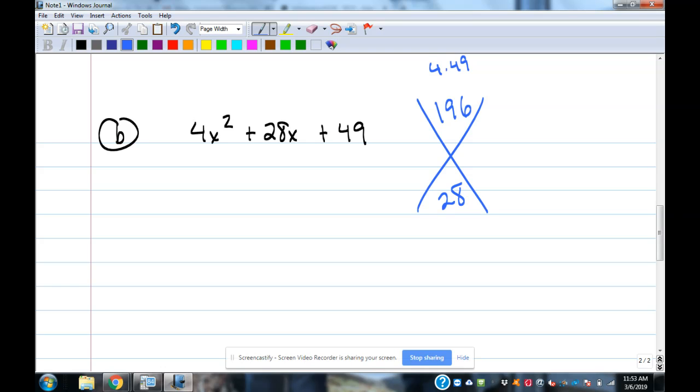196. 7 goes into 196, but 7 times what? 7 times 14 is not 196. 14 squared is 196. 15 squared. How much is 15 times 15? Use a calculator. You get to use one. 225. 16 squared is 256. You keep going.